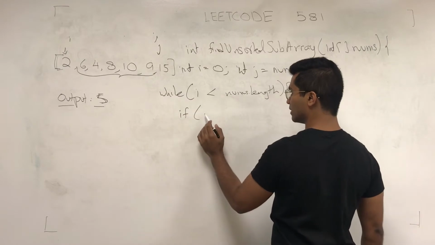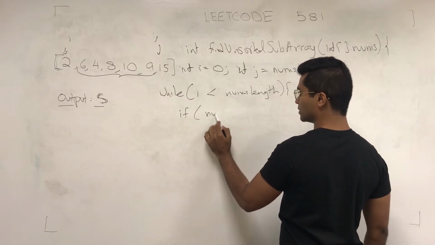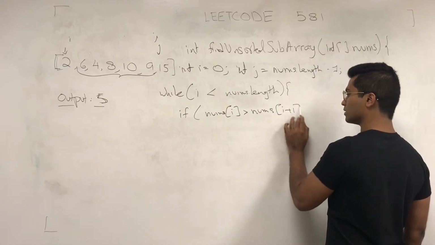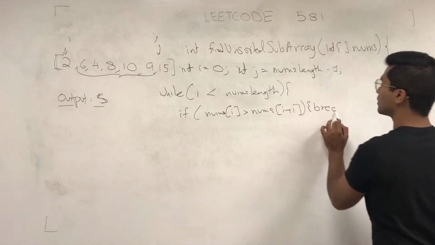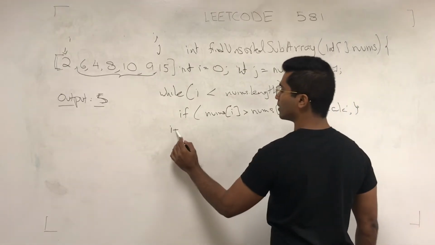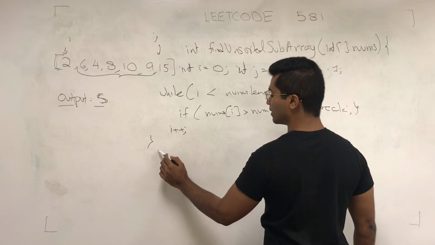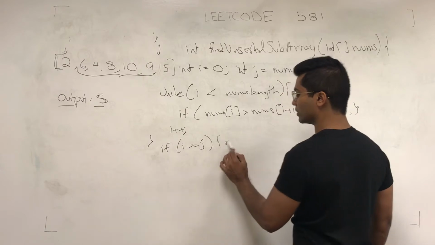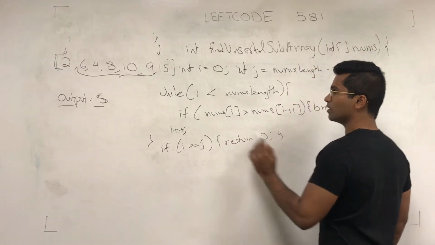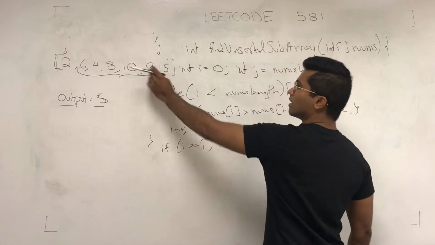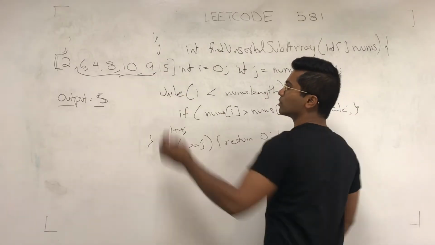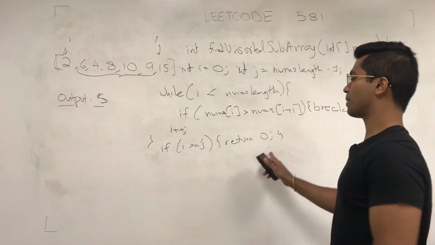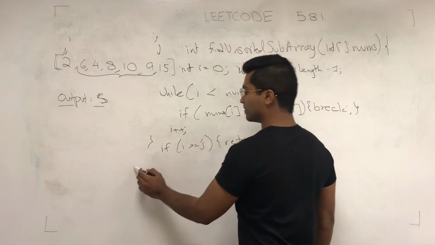if nums of i is greater than nums of i plus 1, then we break, else we increment i. And the check here that needs to be done is if i is greater than or equal to j, then we return 0. Basically what this means is that i has incremented so much that i is on j at least, and we have to return 0 because they want the output to be the length of the subarray, which has to be sorted.